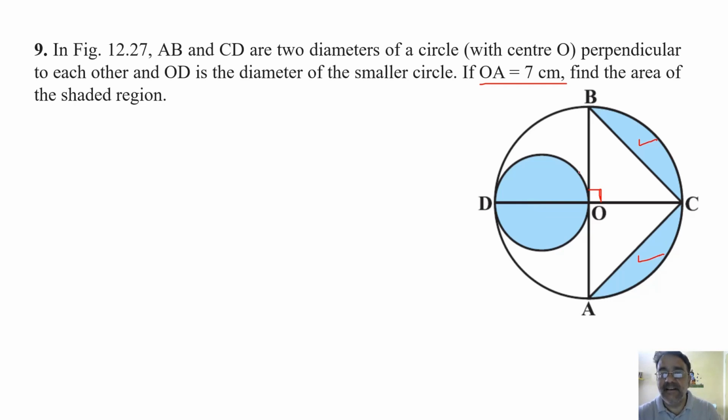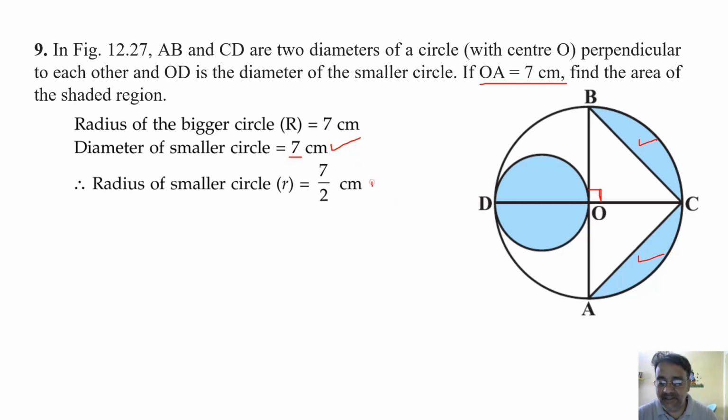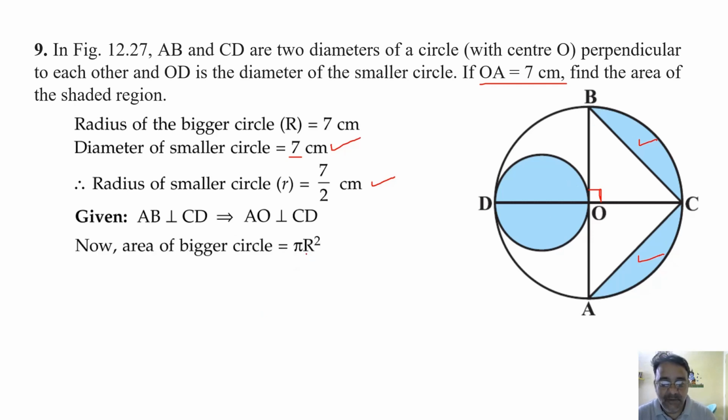Okay. So first of all, radius of bigger circle is given 7 centimeter. So diameter of smaller circle is equals to 7 centimeter. So what will be the radius of smaller circle? 7 by 2? 3.5 centimeters. 7 by 2 will write, okay? 7 by 2 centimeter. Now AB is perpendicular to CD, it is given. तो OA जो है AO perpendicular to CD भी हो जाएगा, right? Clear?